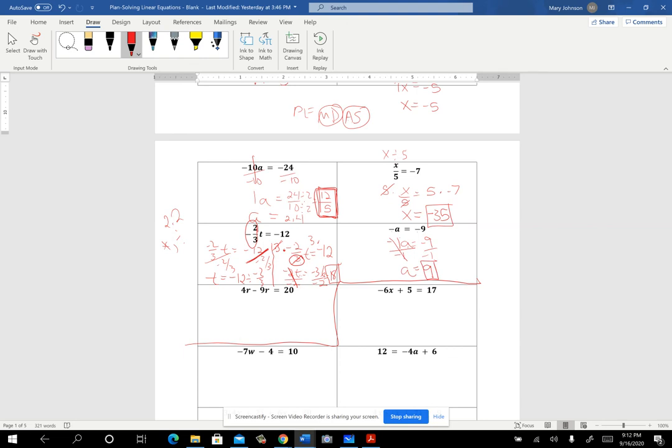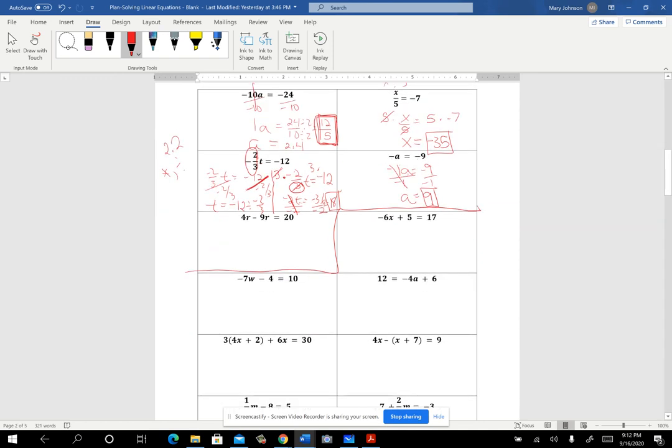All right, and then sometimes you have to simplify a side of an equation first. Like here, I need to put the 4r minus 9r together and get negative 5r. And then I have a situation where I have multiplication going on. So I'm going to divide both sides by negative 5 so that I get 1r or r, and it would equal negative 4.